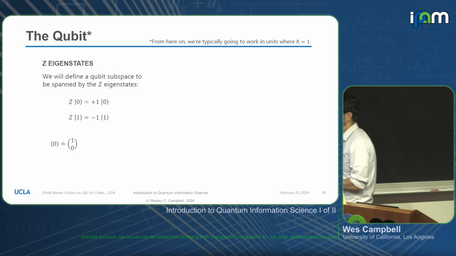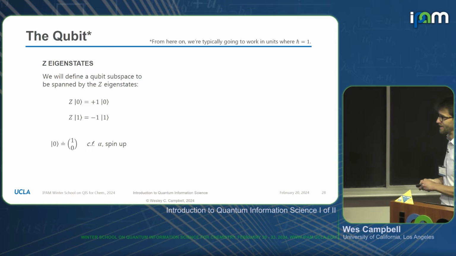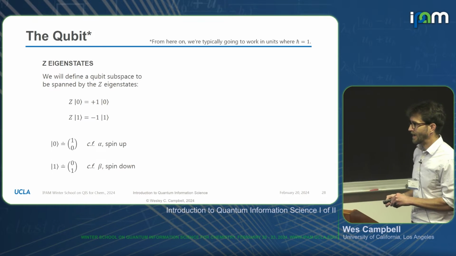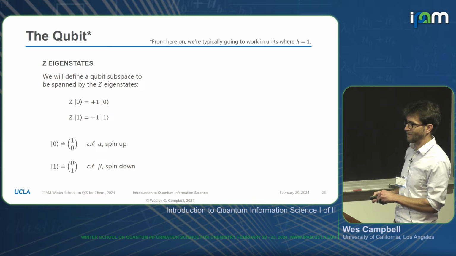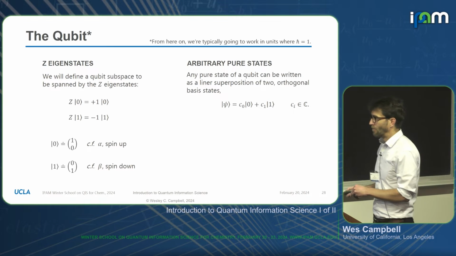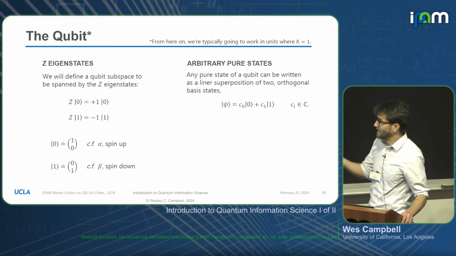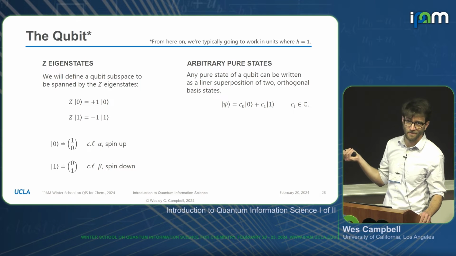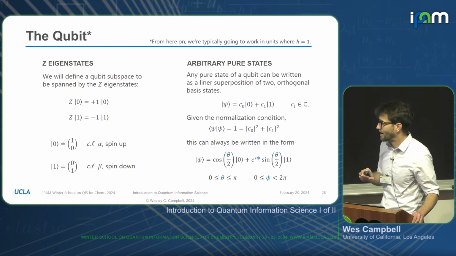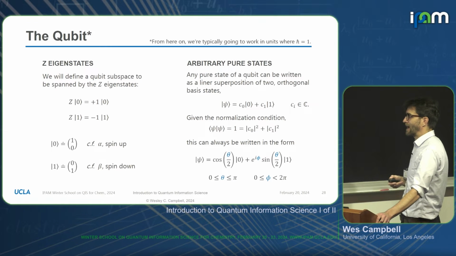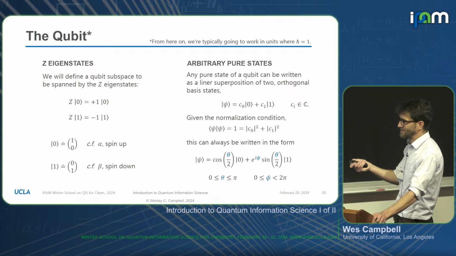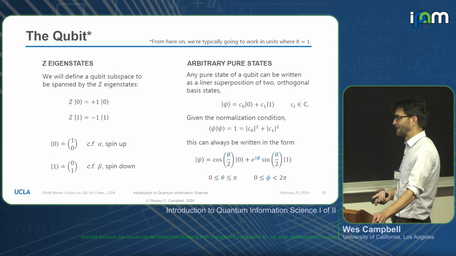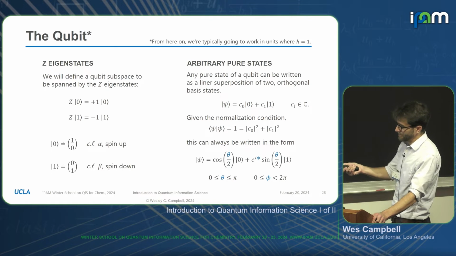In terms of matrix representation, we have our spinor representation here, right? So we can think of 0 as being spin up and 1 as being spin down, if you want to think of it that way. We can write an arbitrary pure state as a linear superposition of our two basis states. And you've now seen this about 14 times in this talk, right? This should not be a big surprise to you. And we have the normalization condition: if this is going to be a legal state vector and we say it's normalized, we require the sum of the absolute squares of those coefficients to be equal to 1.